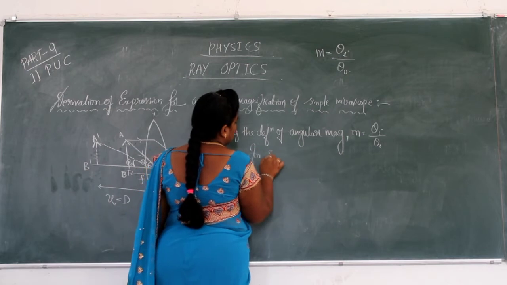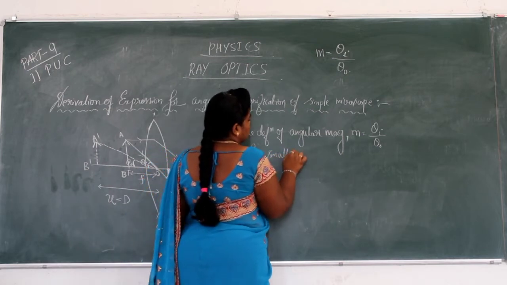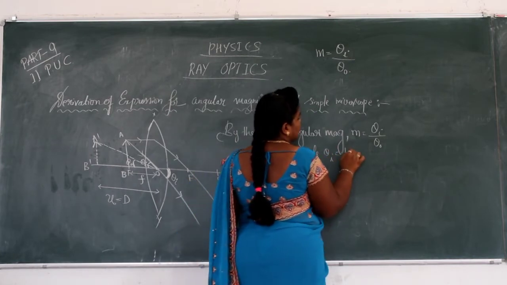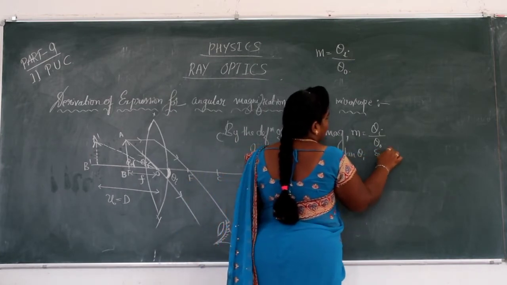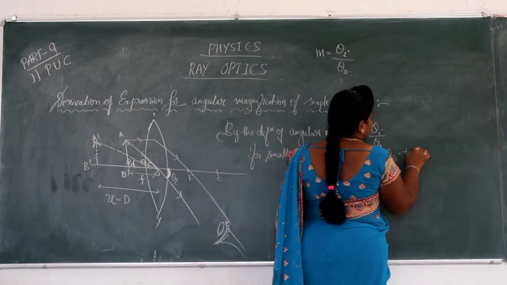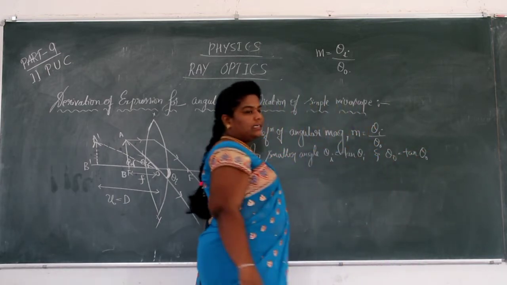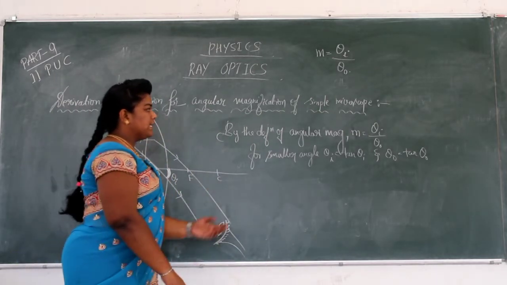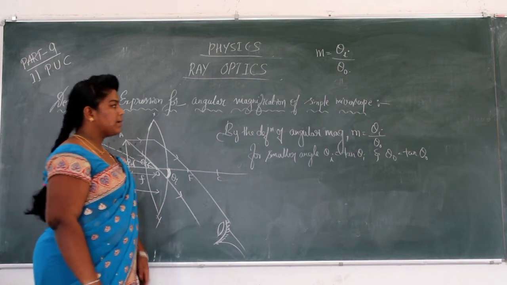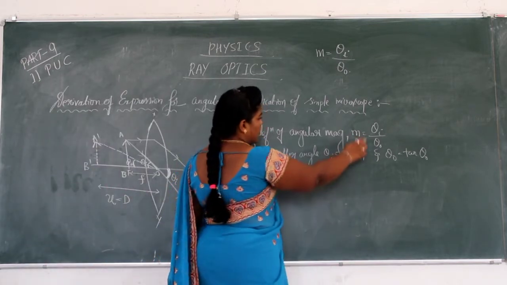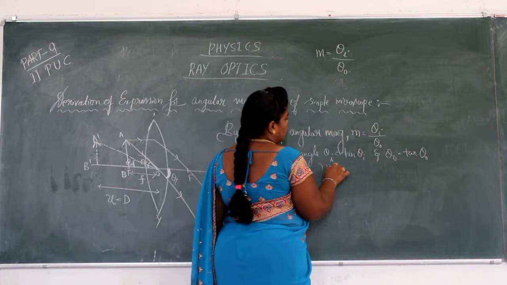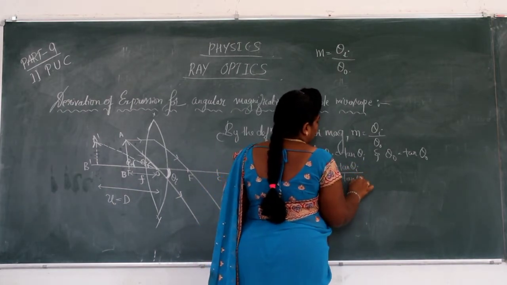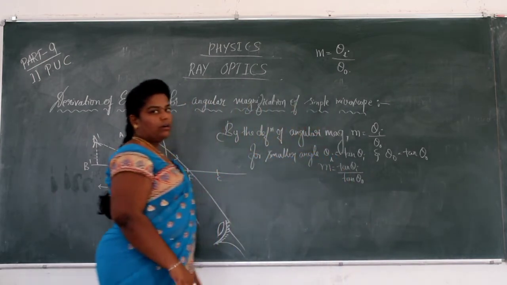Then for smaller angles, theta I can be written as tan theta I and theta naught can be written as tan theta naught. We know that tan or sine values can be equated to the angle when the angle is very, very small. But since we have to deduce theta and theta naught, we replace theta I and theta naught by tan theta I and tan theta naught just by using trigonometry. So tan theta I divided by tan theta naught.